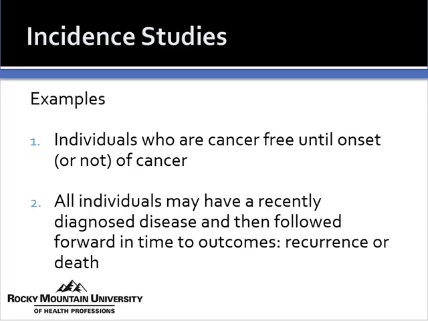Number 2, all individuals may have recently diagnosed disease and then followed forward in time for outcomes. So here's a different example. It doesn't always have to be just looking for the onset of disease. You could have a population of people with the disease. They get treated, and then you follow them forward in time to look for the percentage of people that have a recurrence or the percentage of people that die.